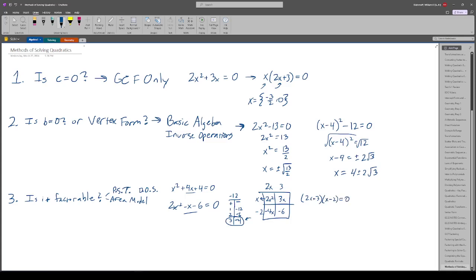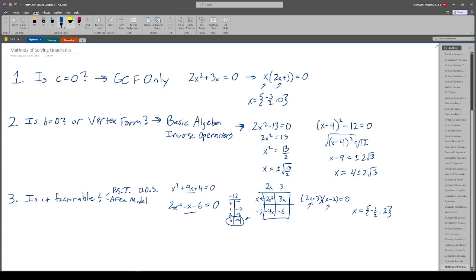And then I get my solutions as whatever makes each factor pair 0, just like in the first case. So we get negative 3/2 and positive 2. So x equals negative 3/2 and positive 2. And that's case number 3, is where it's factorable.